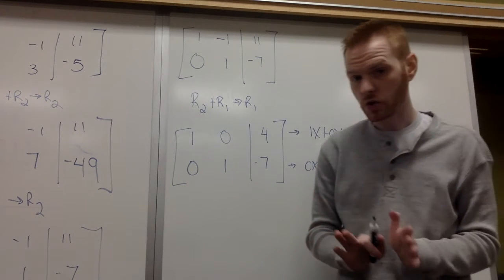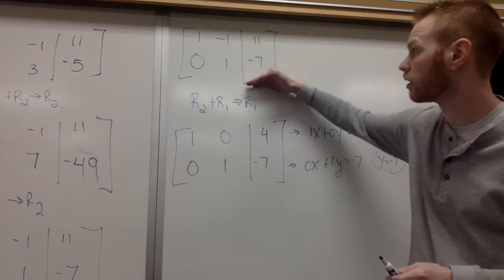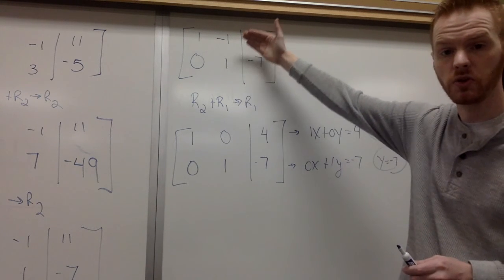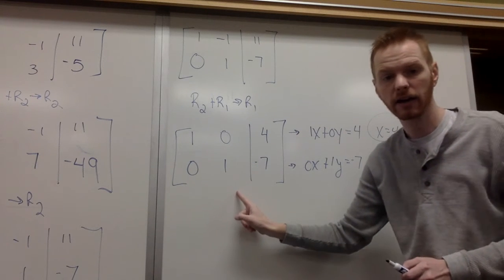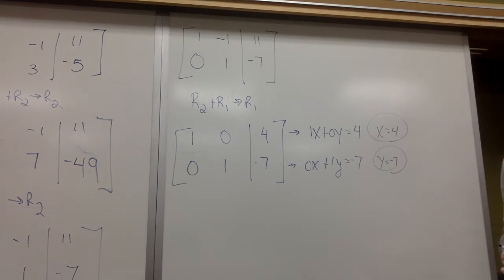Once again, it is your decision. You could stop here and then just use substitution to find the other guy. Or you can continue to solve and get ones on the diagonal and still get to the same answer.